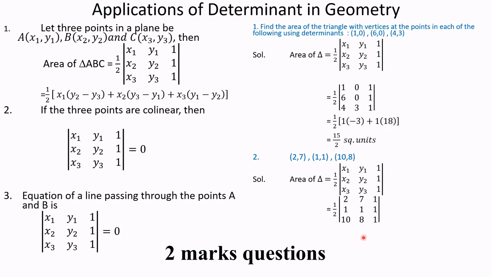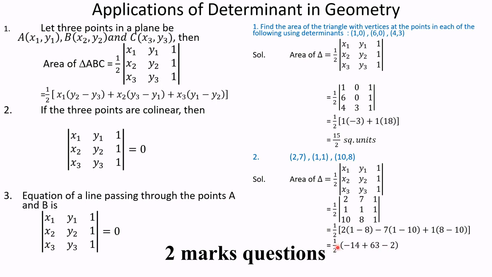So we have to solve it or expand it from row 1. Half as it is outside into 2. 2 is the first cofactor into 1 is 1, minus 1 into 8 is minus 8. Minus of next term is 7 into, you delete the column 2 and row 1, you get 1 into 1 is 1, minus 1 into 10 is minus 10. It is written here. The third term is 1 into, plus 1 into 8 is 8, minus 1 into 10 is minus 10.